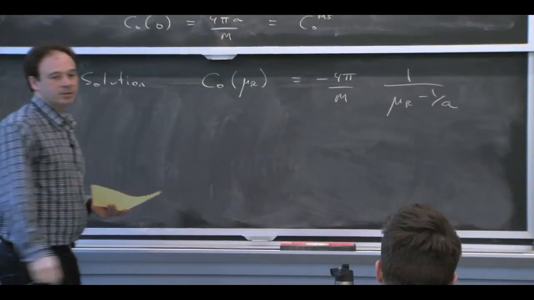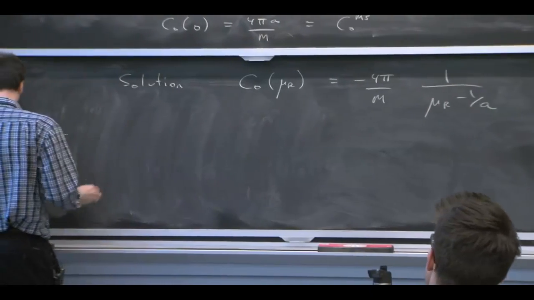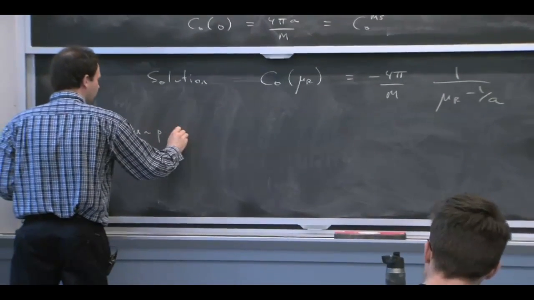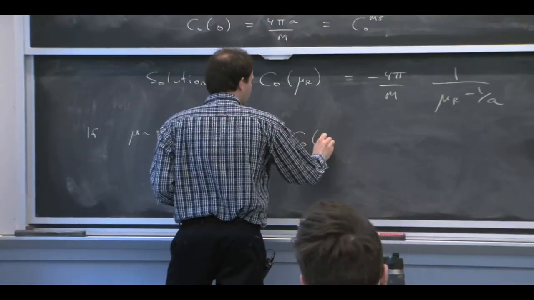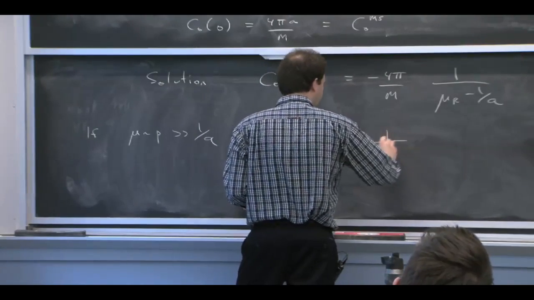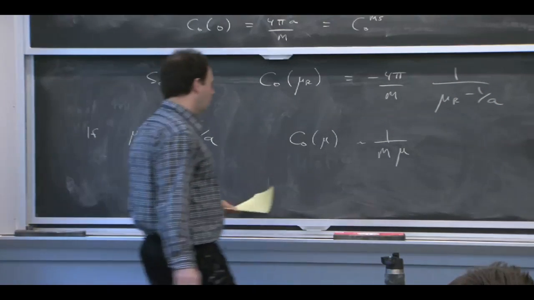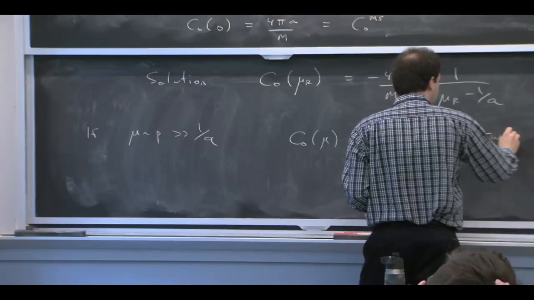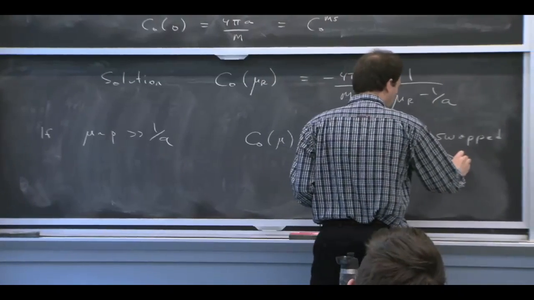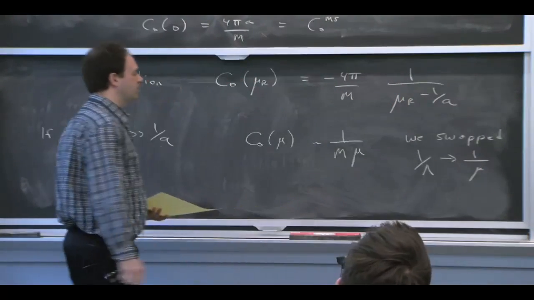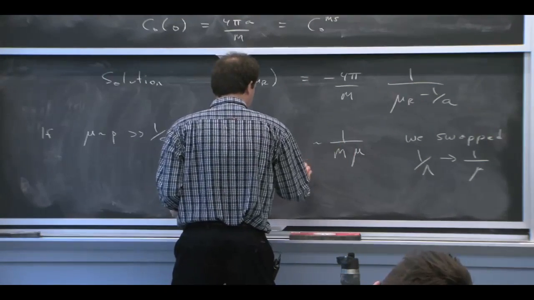So this is the result for the coefficient. 1 over mu r minus 1 over a. So if mu is of order p, which is much greater than 1 over a, like we want, then the right counting for the C, which is a function of mu, is 1 over m mu. Okay? And so what we've done here is we've swapped 1 over the physics scale that we're integrating out for 1 over the scale mu, which we're taking to be of order the physics we're keeping. Okay? And this is relevant now. This is a relevant coupling with that change.